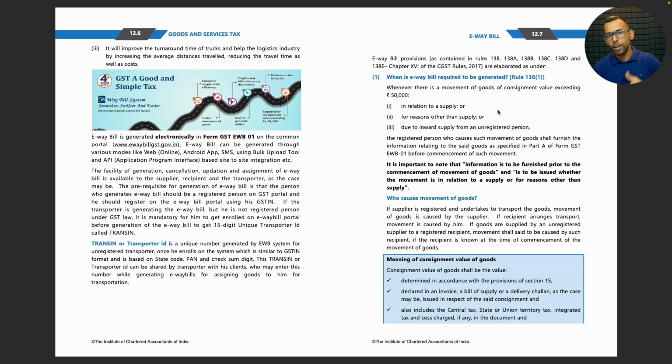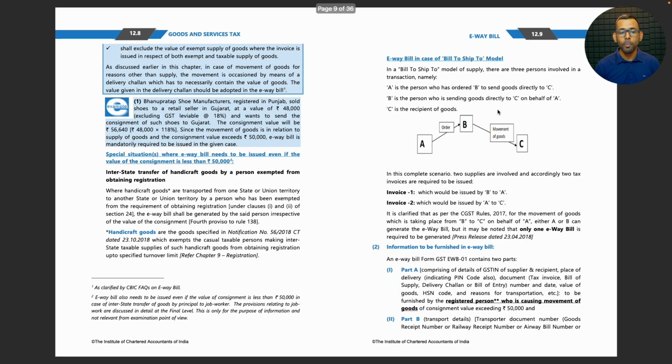So now the distance is again 200 kilometers and the value of goods, let's say, is more than 50,000. I don't have to issue an invoice from one godown to another godown because it is an internal transfer. So I just make the movement through the issue of a delivery challan. In that case, based on the delivery challan, I will generate the e-waybill.